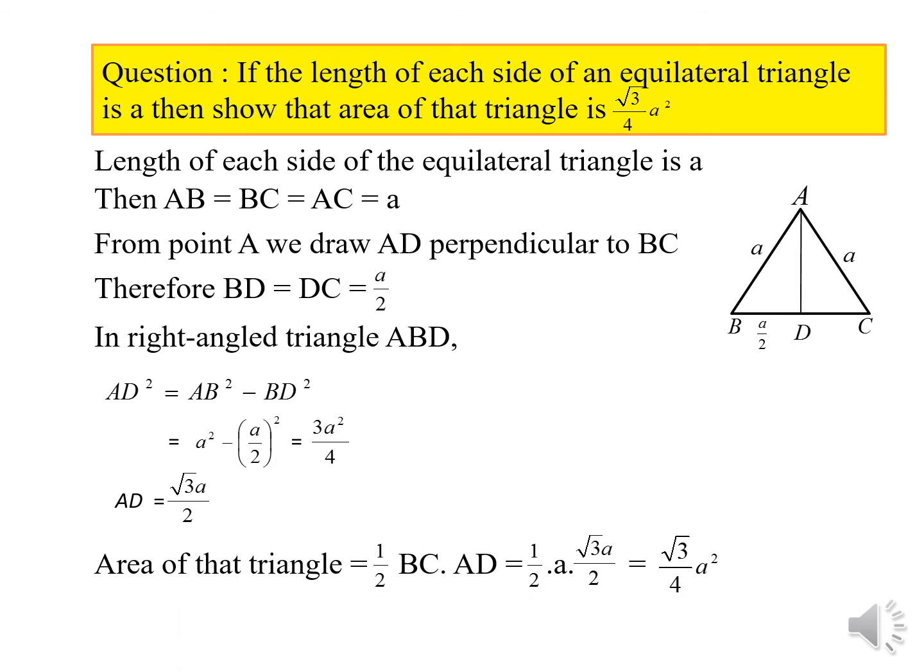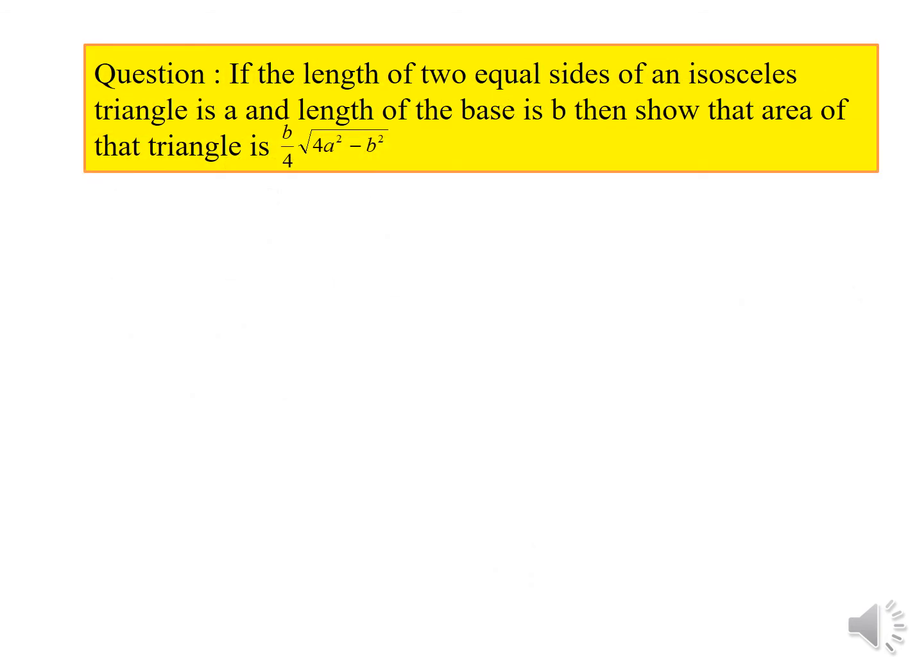Finally, the area of triangle ABC is equal to half into base into height, that is half into BC into AD, that is half into a, since the value of BC is a, and we just found the length of AD is root 3 a by 2. Then finally we get the area of this triangle is root 3 by 4 a square. Okay, now we are going to the next slide.